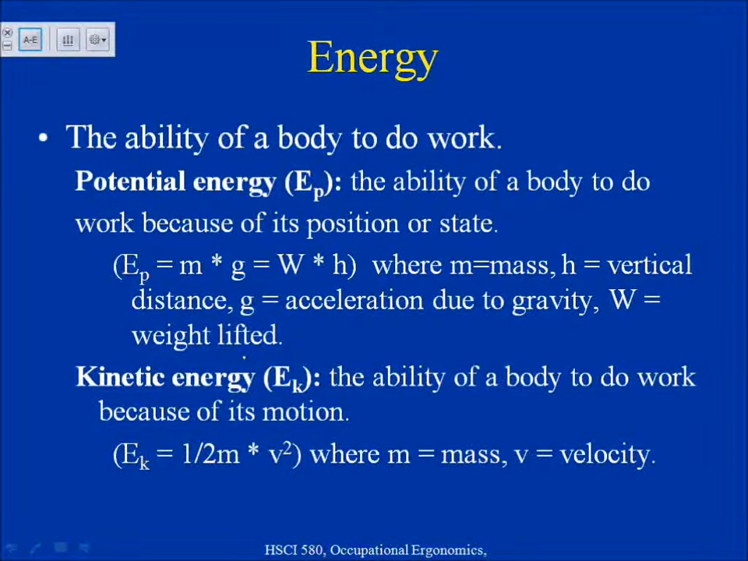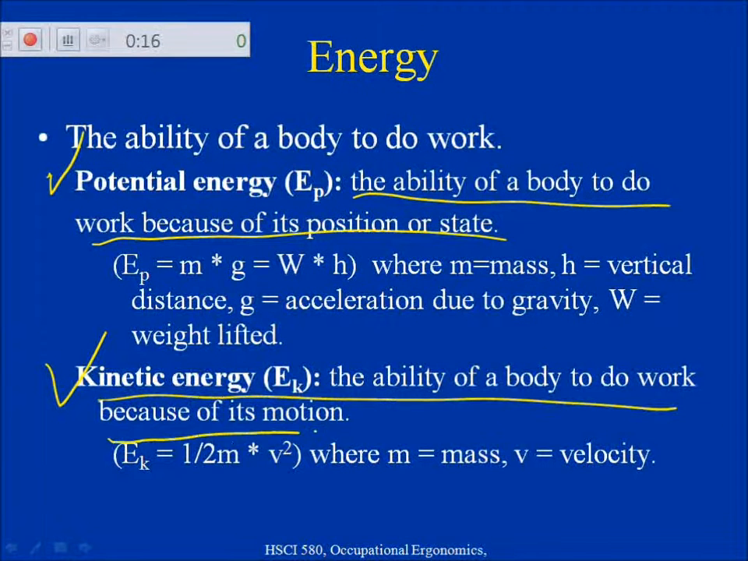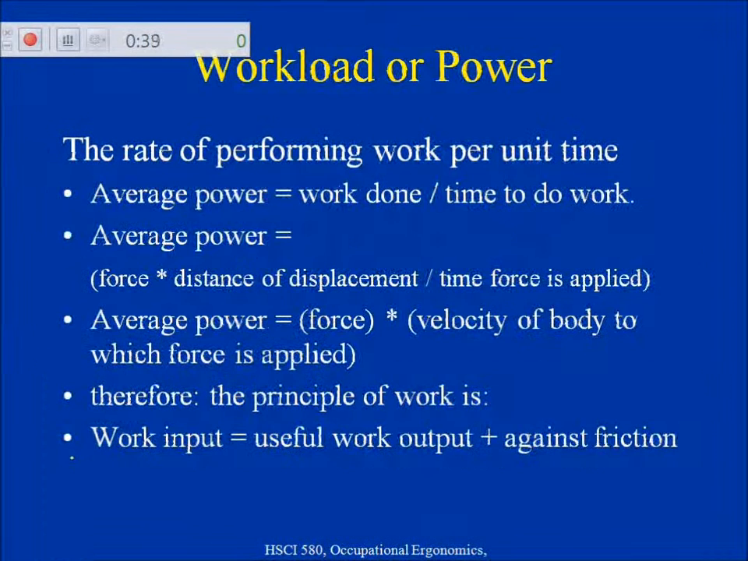When we look at energy, the ability of the body to do work, we have potential energy and kinetic energy, which of course you've all seen. Potential energy is the ability of the body to absorb work because of its position or state, and kinetic energy is the ability of the body to do work because of its motion. So what kind of energy is this? There you go, nailed it. Potential and kinetic, potential to do the work being done.